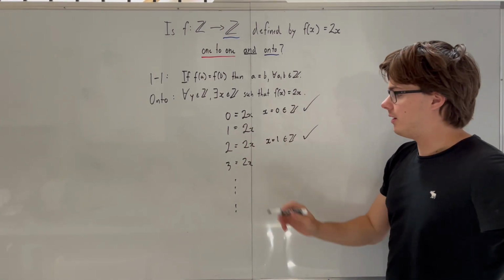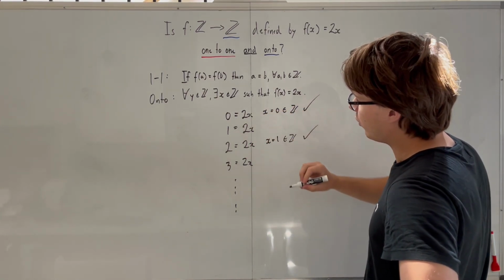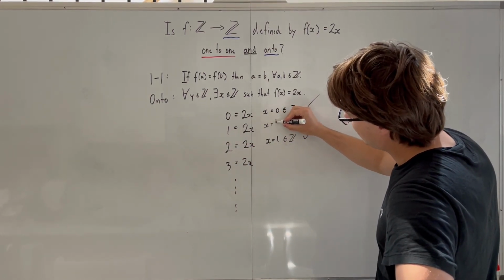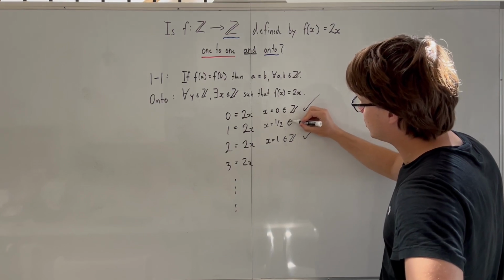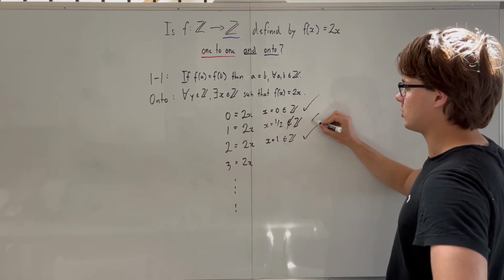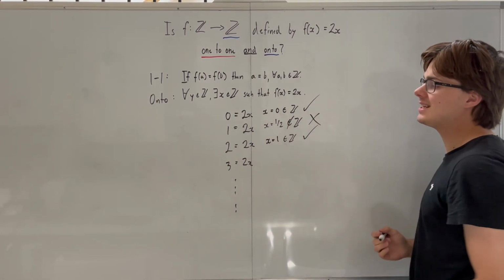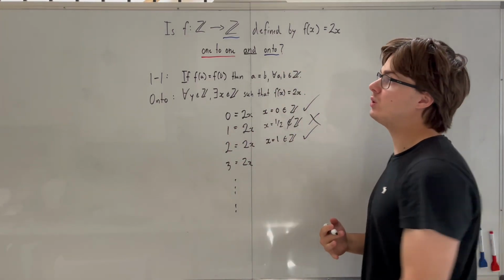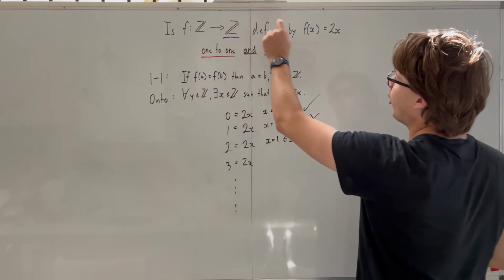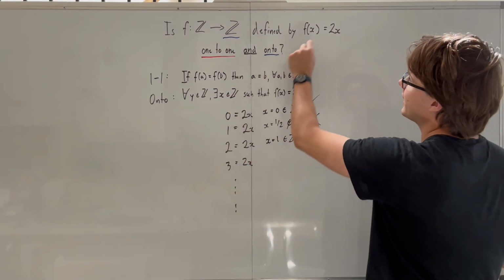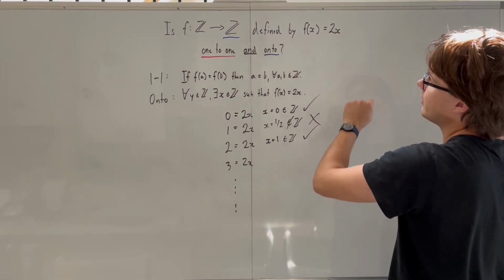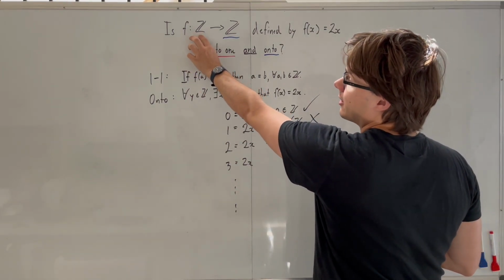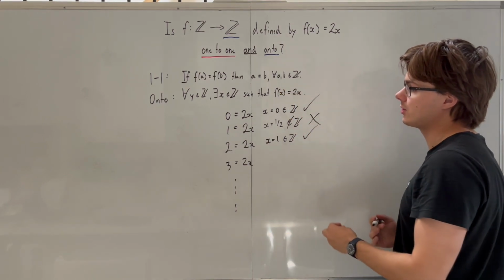What about 1 and 3? Well, in order for us to get a 1 from 2 times x, x would need to be 1/2, which is not an integer. So this means we cannot get 1 from our function, because when we put in an integer, we will always be getting an even number. If we want to get an odd number here, we would need x to be a real number, not an integer, which means we cannot have the codomain of integers.